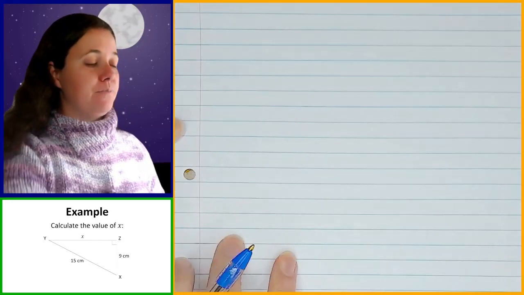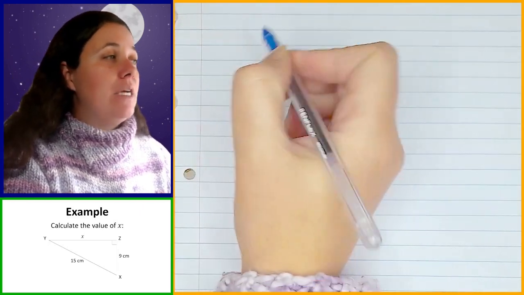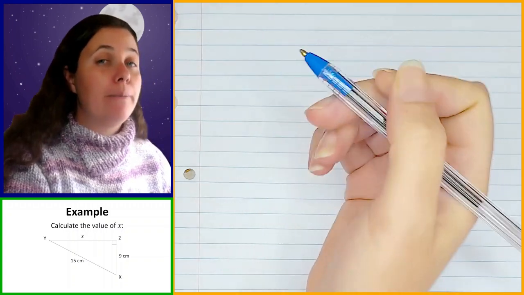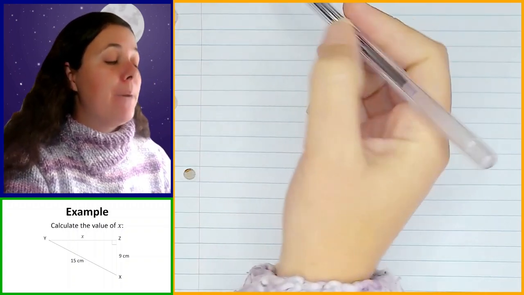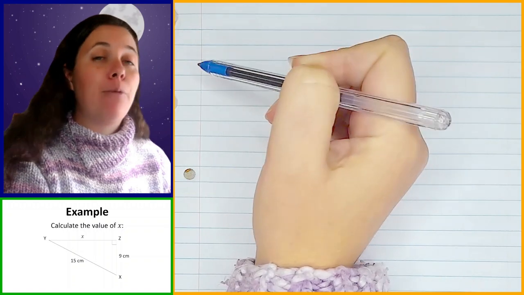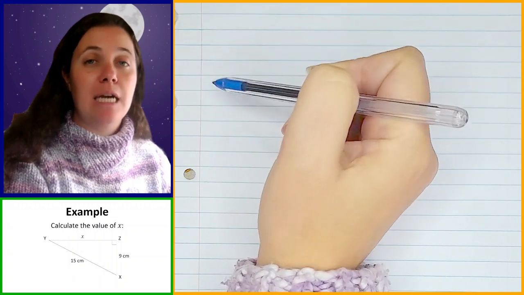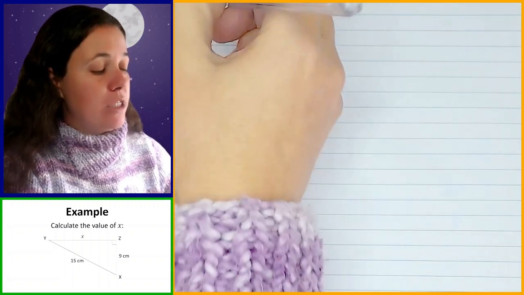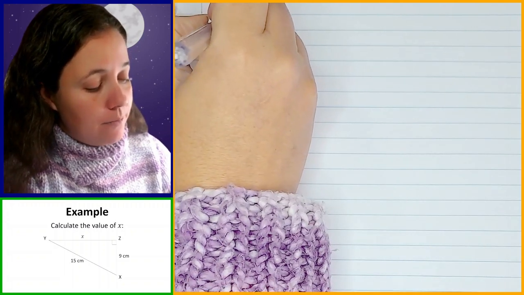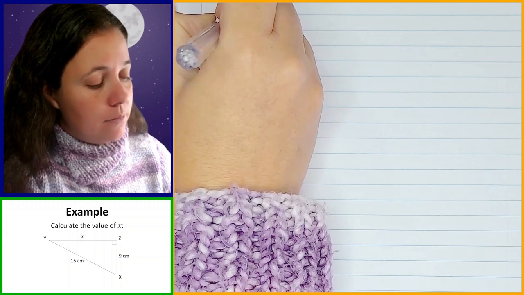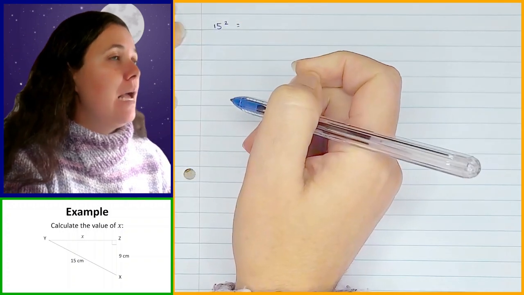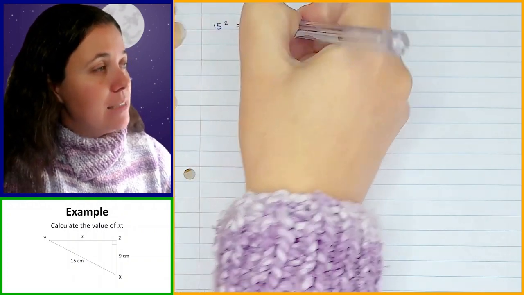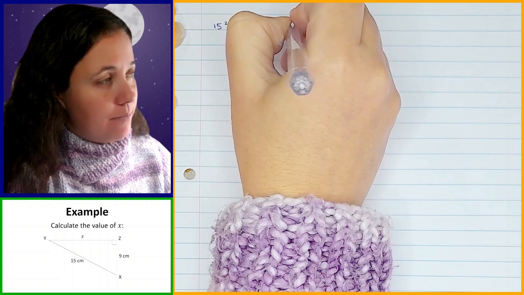First of all, in this triangle, I need to know which side is the hypotenuse. It is a right-angled triangle, so we can use Pythagoras' theorem, but I need to know which side is the hypotenuse. The hypotenuse is always the longest side of the triangle, the one opposite the right angle. So that's going to be XY. So it's 15 squared equals YZ squared, which is x, plus XZ squared, which is 9.